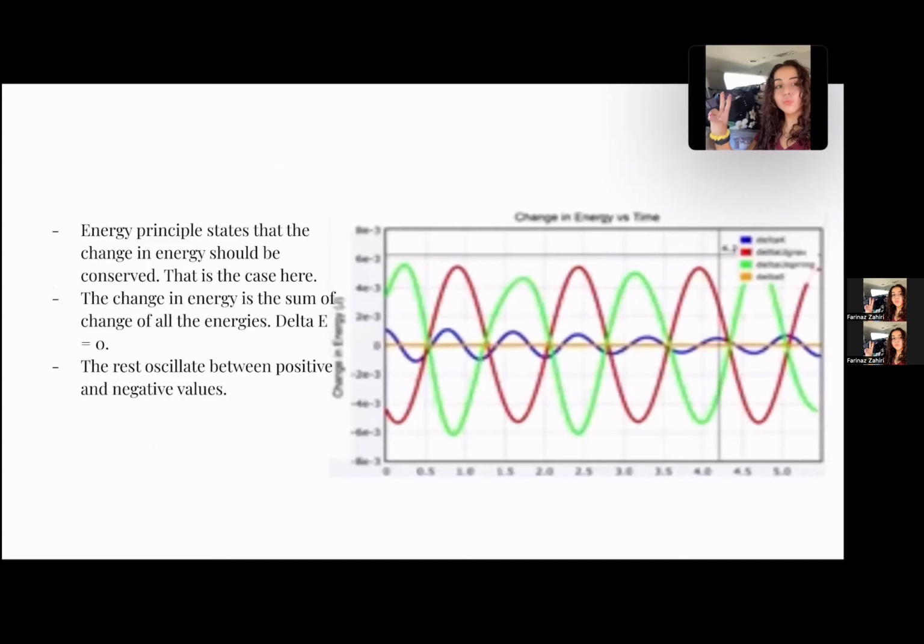Now we have the energy versus time graph. I apologize that the image is a little bit blurry, but basically everything that we have discussed is summarized here. So the energy principle states that the change in energy should be conserved, and that is the case here. As you can see, the orange line, which is delta E, is equal to 0. It did not change unlike the individual energies, which are oscillating between positive and negative.